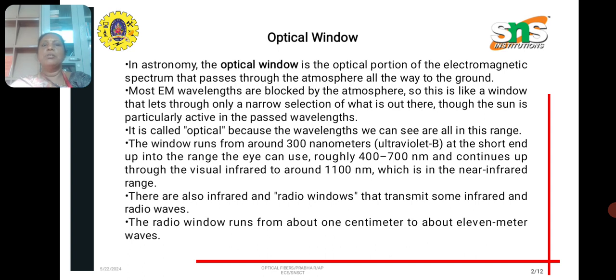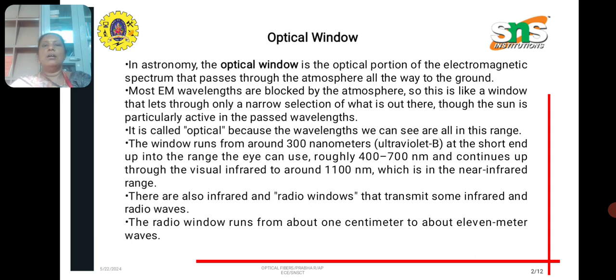Through the sun is particularly active in the past wavelength. It is called optical because the wavelengths we can see are all in this optical communication range. The window runs from around 300 nanometers in ultraviolet B at the short end up to the range the eye can use. Roughly it is 400 to 700 nanometer and continues up through the usual visual infrared to around 1100 nanometer, which is in the near infrared range.